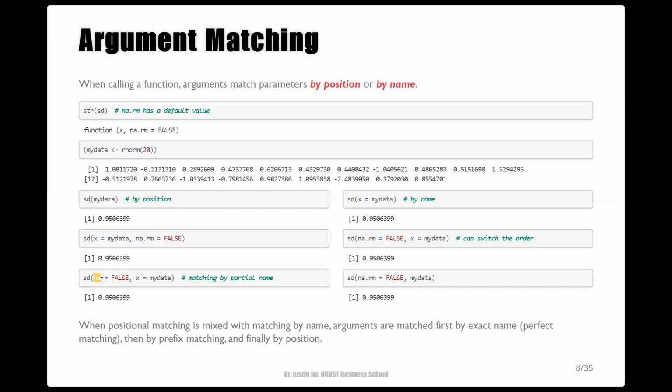You may also wonder, what would happen if we mix positional matching with matching by name? In such a circumstance, arguments are matched first by exact name, then by partial or prefix matching. And finally, the remaining unnamed arguments are matched by position in the order that they are listed in the function definition. Here, the myData object is assigned to the x parameter because it's the only thing not yet specified in this function call.